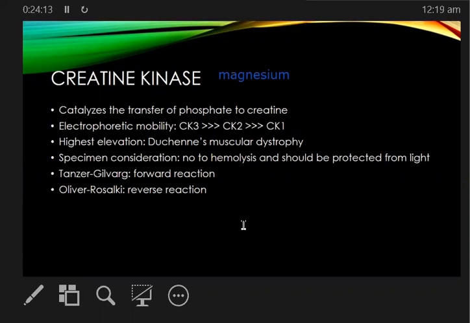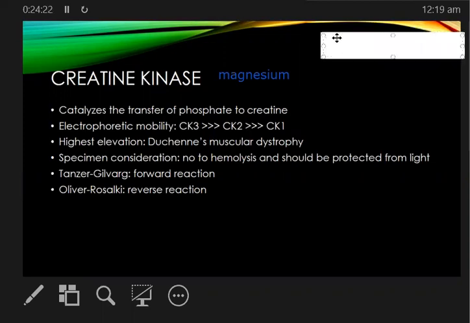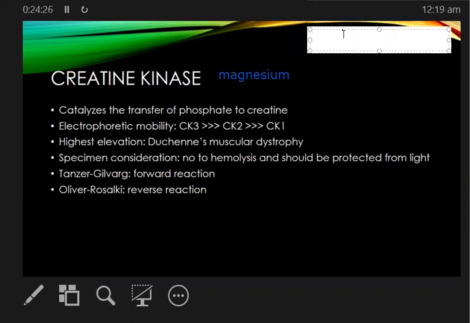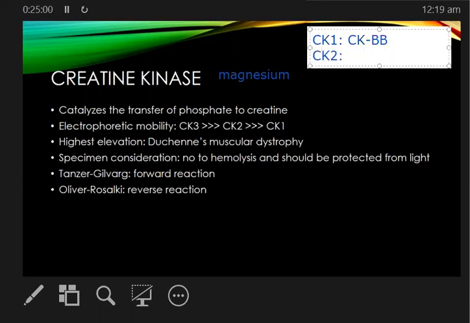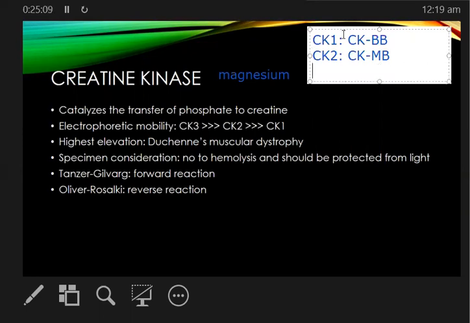When it comes to the isoenzymes of CK, they are considered to be dimeric. Via electrophoresis, we are able to separate three isoenzymes of creatine kinase. We have CK1, otherwise referred to as CKBB. B stands for brain, so if they ask what is the most brain-specific CK, it's CK1 or CKBB. Another, we have CK2, which is CKMB. This is the most cardiac specific. And then we have CK3.